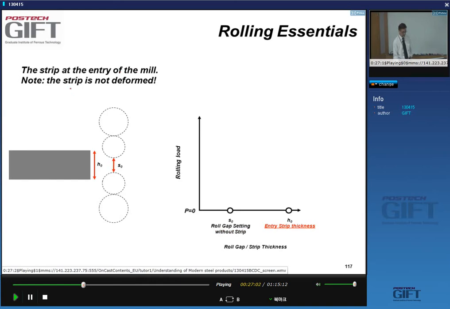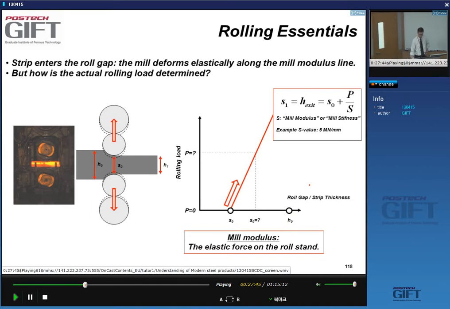Now, let's look at our strip at the entry of the mill. The strip is not being deformed, I'm not doing anything. The strip thickness H0, where do I put this? Obviously, it's a point that's higher than S0. It's here. It's the strip entry thickness, again at P equals 0. I think that in your version, this says something else. You should change it to entry strip thickness. H0 is strip entry thickness. Sorry about the typo here. Now we have chosen our situation such that the bite angle condition is satisfied, so we can start the rolling.